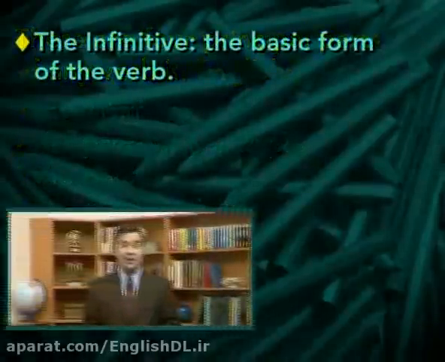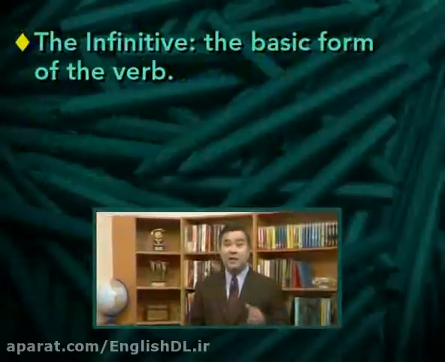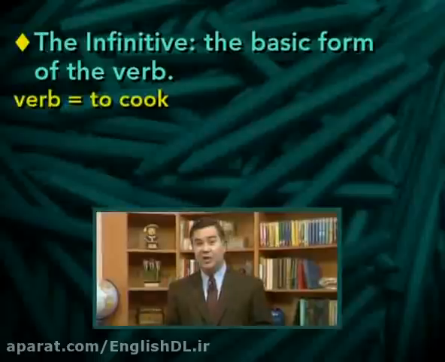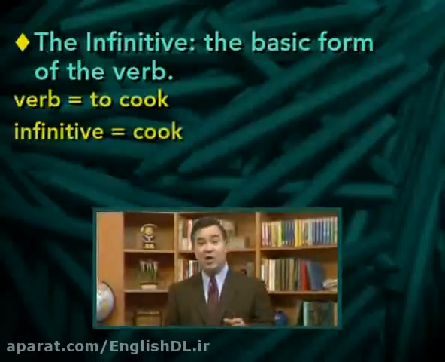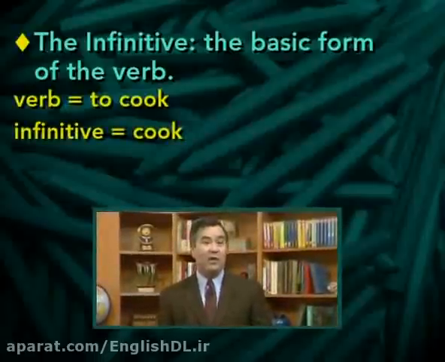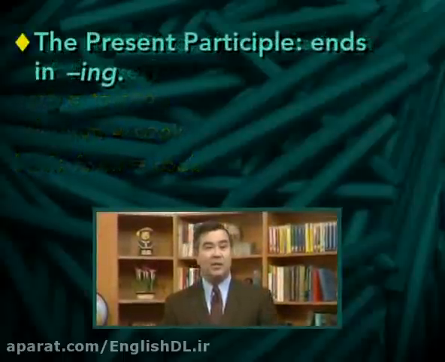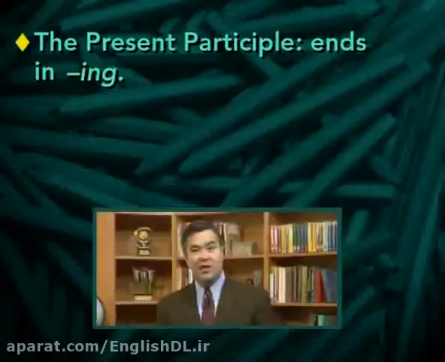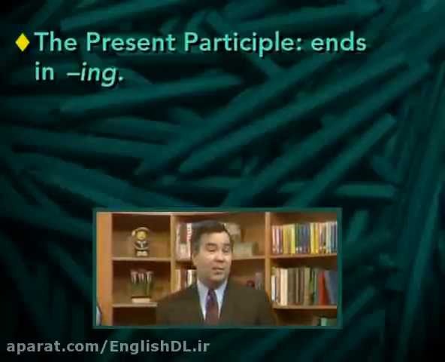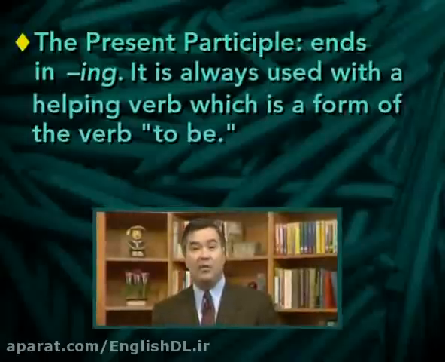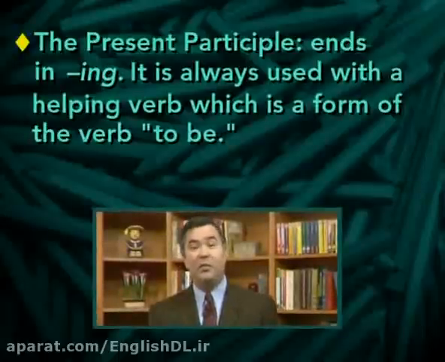First, the infinitive. The infinitive is the basic form of the verb. Take a verb like to cook. The infinitive is cook, and the basic form of the verb is the same, cook. The present participle ends in the letters ing. As you'll see, the present participle of any verb is always used with a helping verb, which is a form of the verb to be.